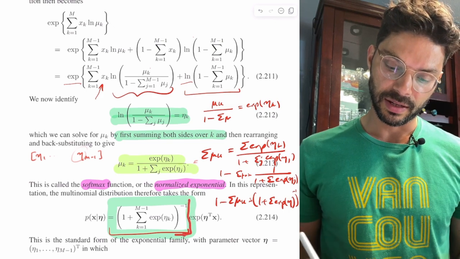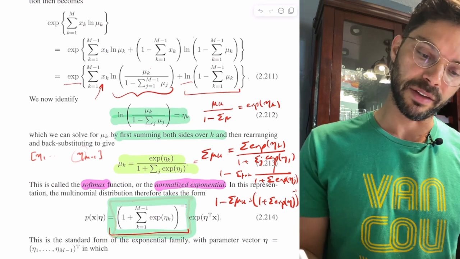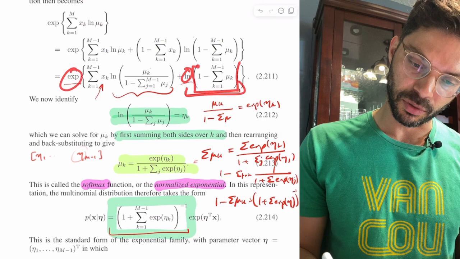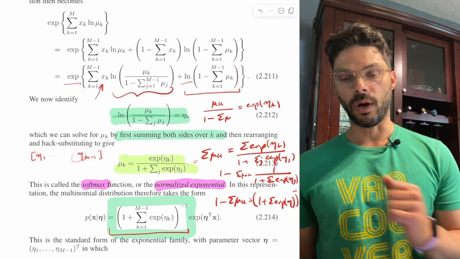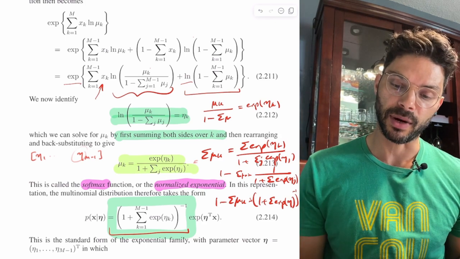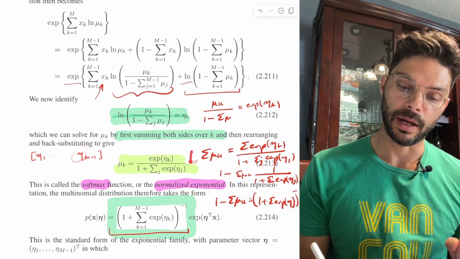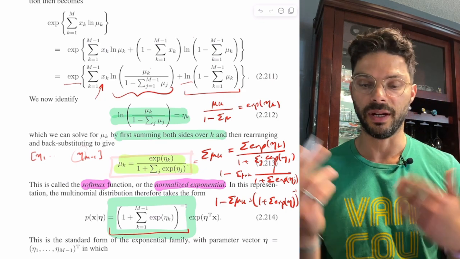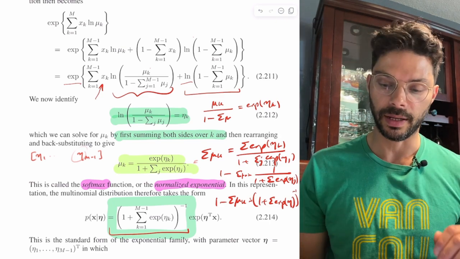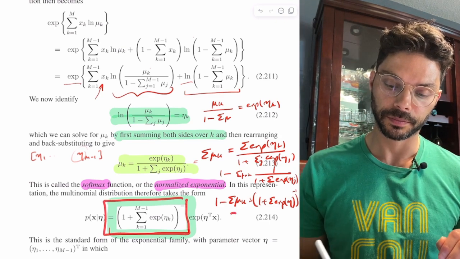So this term is coming from x times ln of this. It's the mu of m that we had, and we can express it in terms of our etas using this expression, essentially by forming the sum and then getting 1 minus it, and you end up with this.